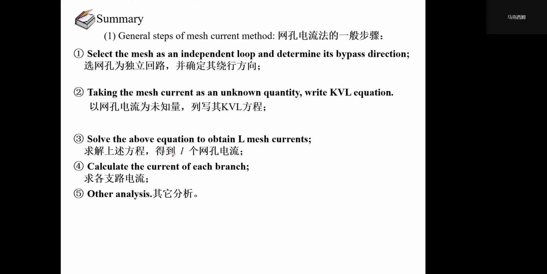And if we want to do other analysis, like the voltage on each branch, we can do that. Once we've solved the branch currents, we can calculate the voltage on each branch and the voltage on specific components in specific branches.